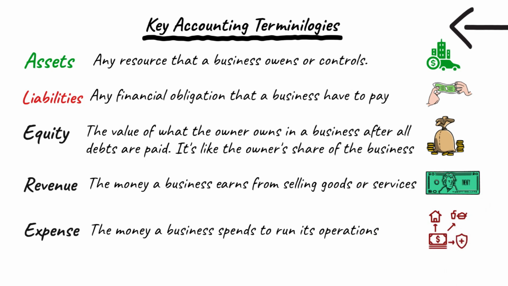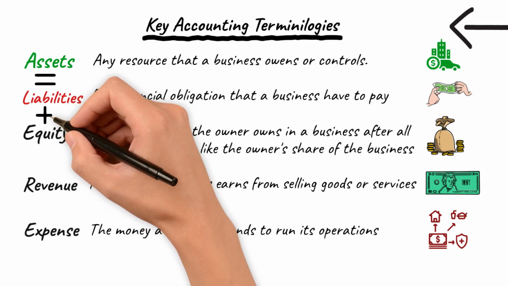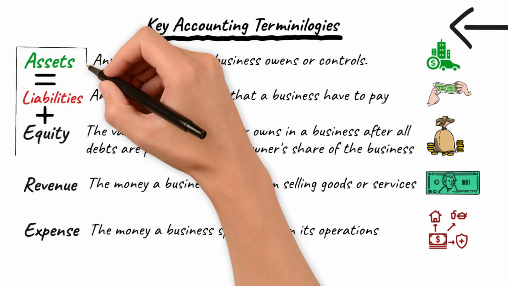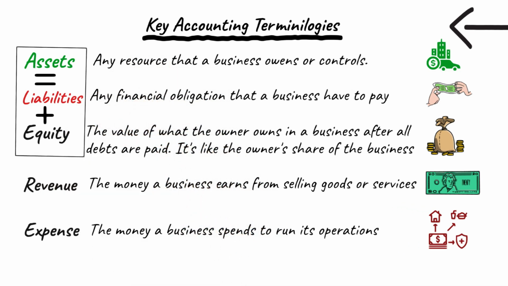There are some important interconnections between these terminologies. For example, assets are always equal to liabilities plus owner's equity. This is called the accounting equation, and it is one of the fundamental principles of accounting. If you don't fully understand this, don't worry, I've got you covered. Keep watching the video and you will understand what the accounting equation is, or if you need a deeper understanding, you can watch my separate video that I have done on the accounting equation on this channel.